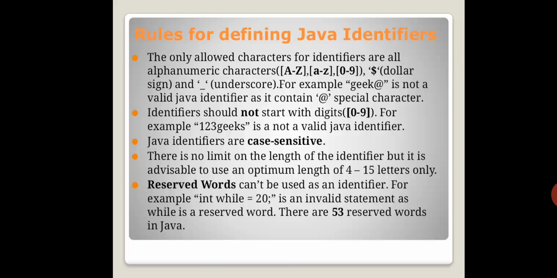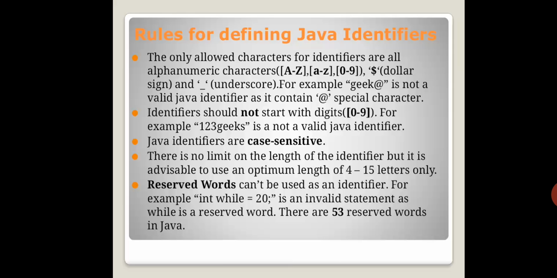Okay, the next point is there is no limit on the length of the identifier, but it is advisable to use an optimum length of 4 to 15 letters only. So they are giving some constraint for this particular length of the identifier, but as they mentioned earlier, there is actually no limit. It is better if you restrict your length of identifier to 4 to 15 letters, just for the ease of use.